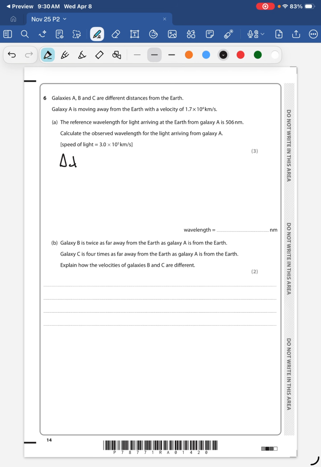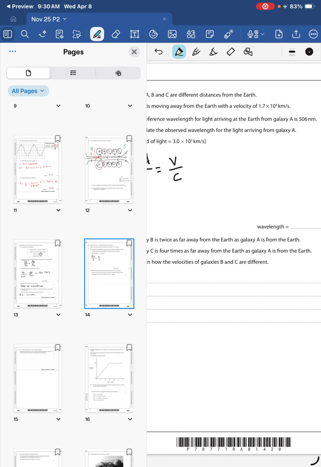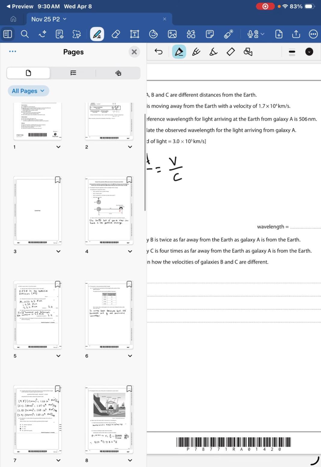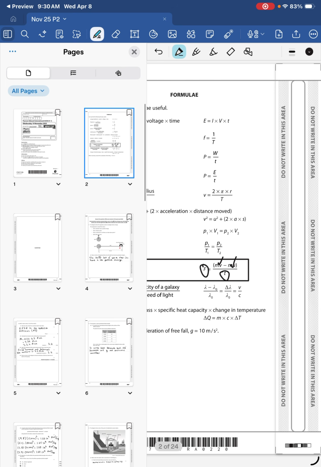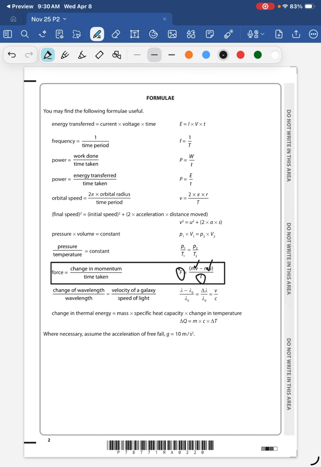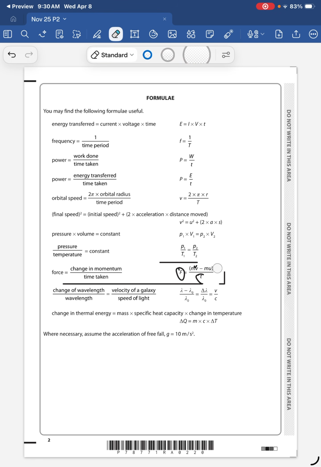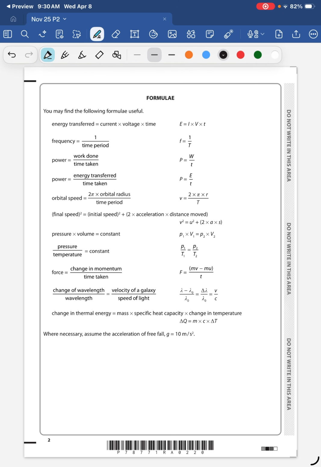So, the change in wavelength over lambda is equal to the velocity of the galaxy over c. And this is from my A-level classes. I don't know if they give you this exact formula here. Let's check actually. Okay, I don't see. It's over here. So let's unbox this because we already used it. And yeah, this is what we need to use.